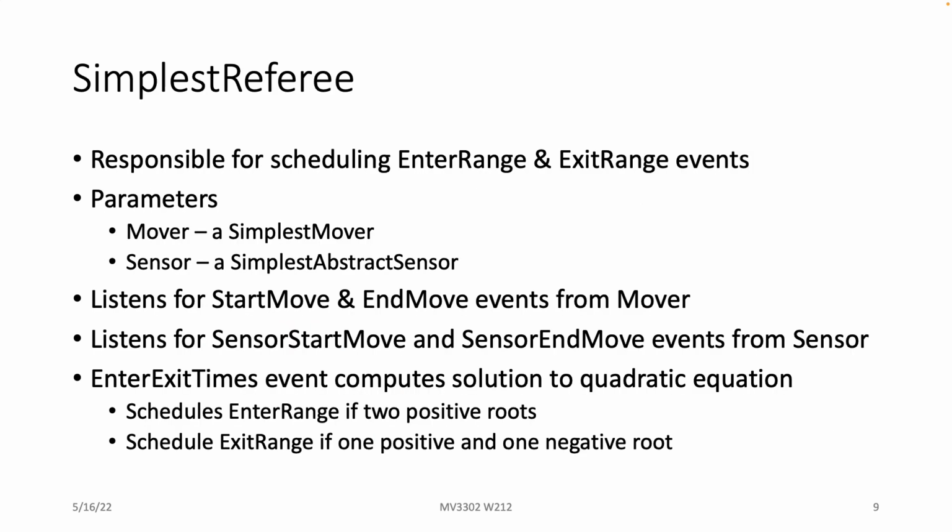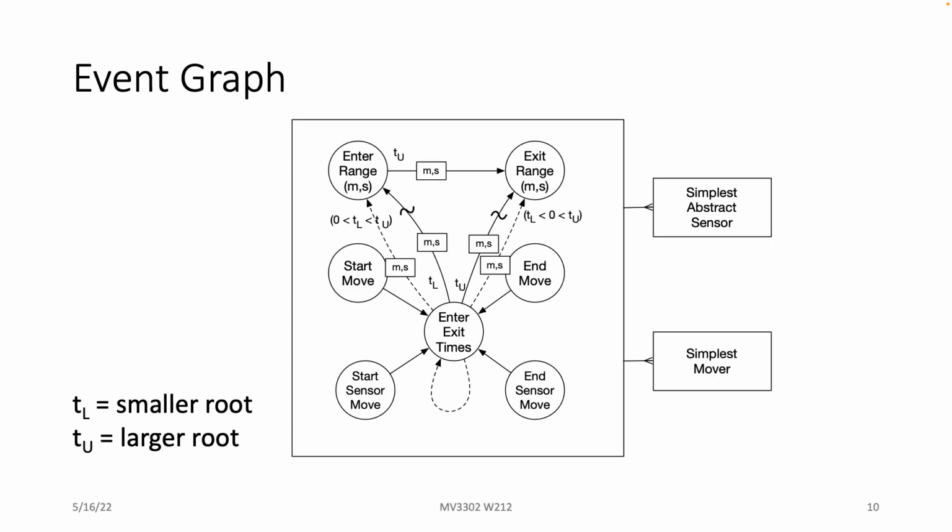So our referee is the one responsible for scheduling the enter and exit range events. For the simplest version, our parameters are one mover and one sensor. It's going to listen to the start move and end move events from the mover, and the sensor start move and sensor end move events from the sensor. And then it's going to use that quadratic equation roots to schedule either the enter range, the exit range, or do nothing. And the event graph looks fairly complicated, but it is actually quite simple.